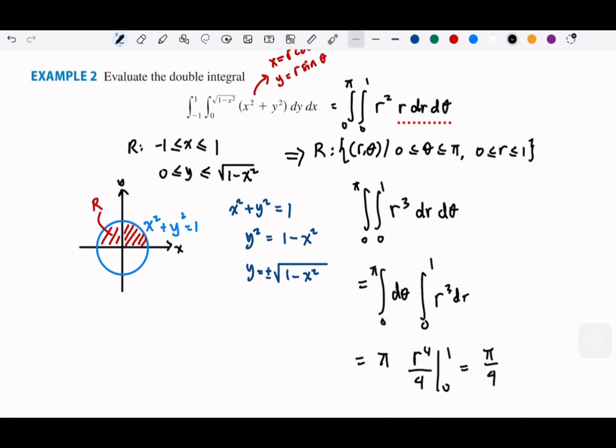Okay. So sometimes you are given this type of question, which you need to assume. It will not guide you to use polar to solve this. You need to think about when you are using polar and how to solve it.